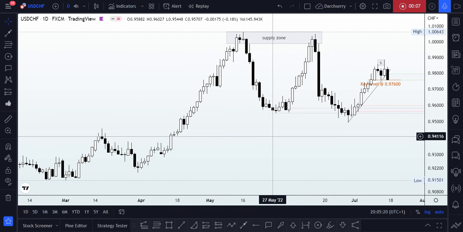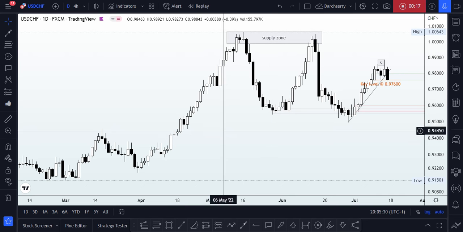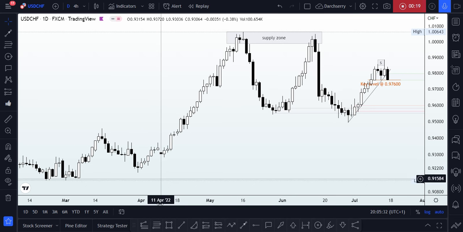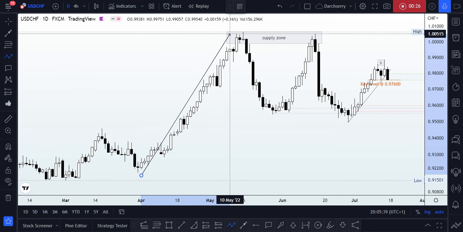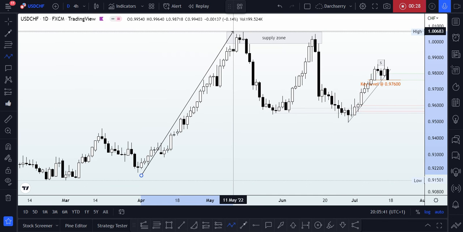I want to call your attention to a setup I am looking at on the USDCHF. This is more or less a very simple setup, as if we look at what structure has been given us since April, we can see that price has been on the bullish momentum as price came into 1.0100 area, rejected that area in the month of May.